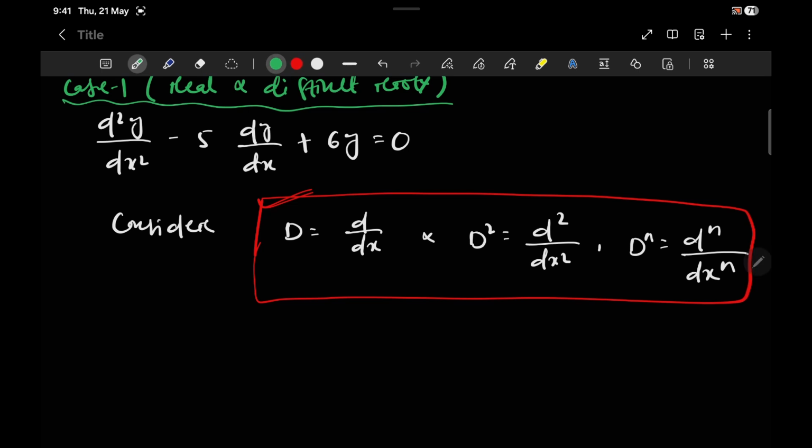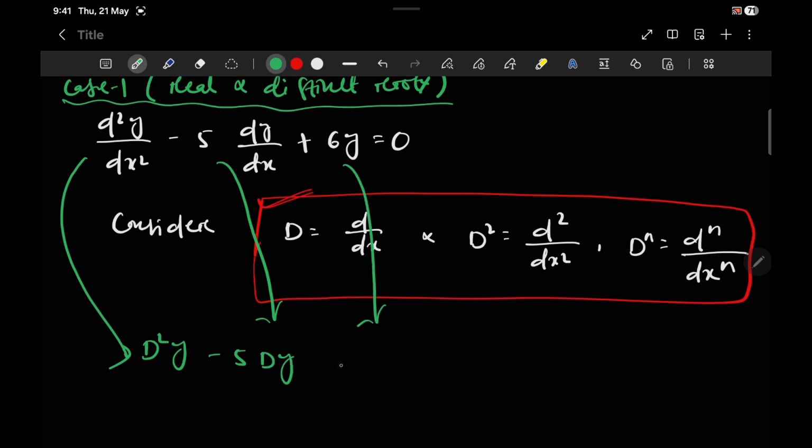So if D square is equal to d square by dx square, this becomes D square y, and this becomes minus 5 D y, and this is plus 6y equal to 0.